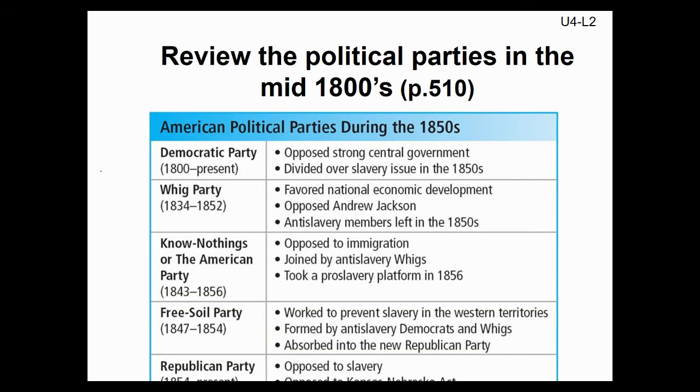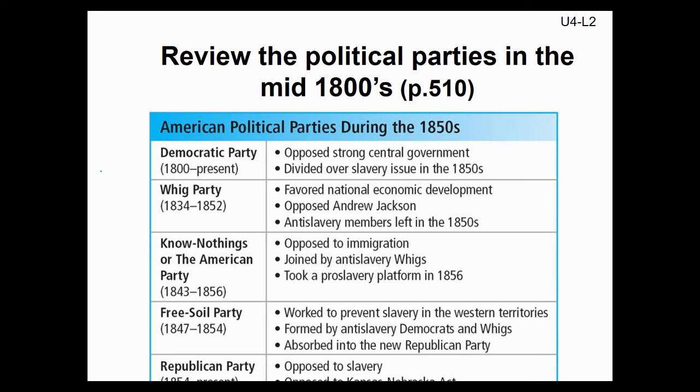So by this time, by the mid 1800s, by the 1850s, we have the Democratic Party that opposed that strong central government. They're more like the Articles of Confederation. We know that the Democrats are divided. There's Northern Democrats and Southern Democrats, right? They're divided now, especially with Stephen Douglas's refusal of the Lecompton Constitution.